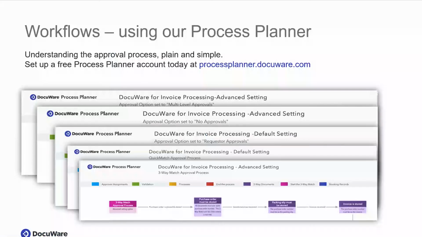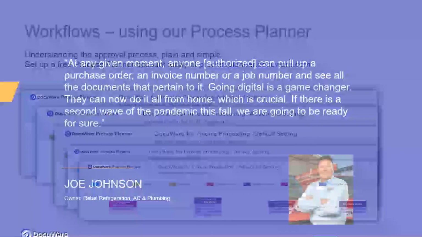If you could go to the next slide. On your screen here, we have a free tool called our Process Planner. It's a tool where you can visually map out any type of process you want, not necessarily invoice processing. In the free tool, we loaded different approval processes depending on certain situations, so you can see them from start to finish. If you are a visual learner, this is a great tool. You can sign up at processplanner.docuware.com.